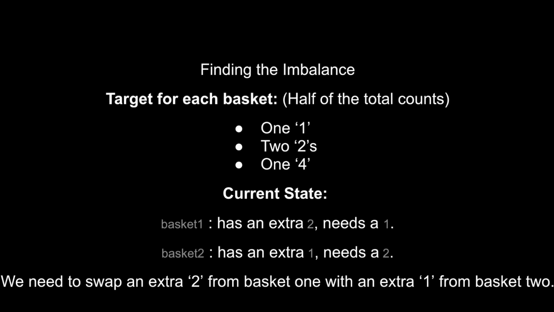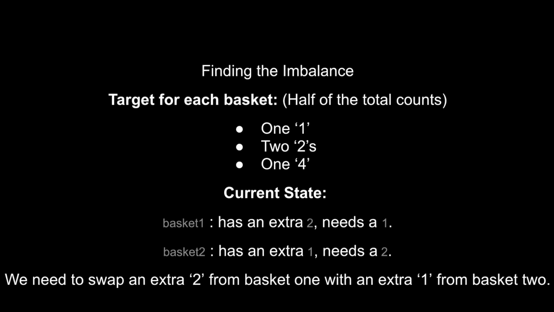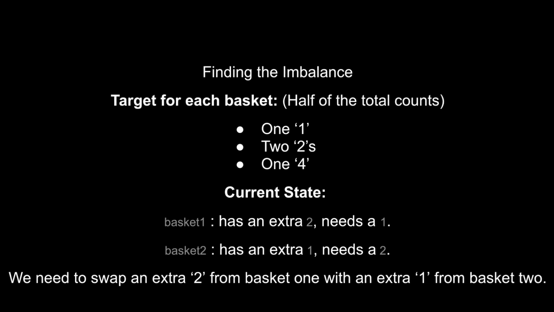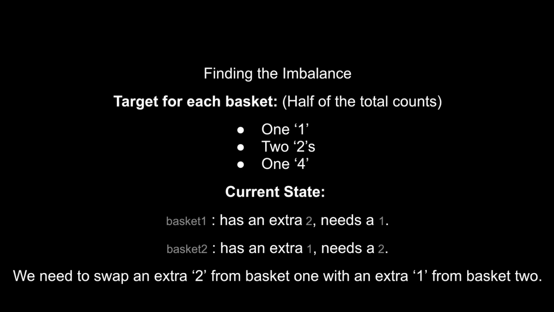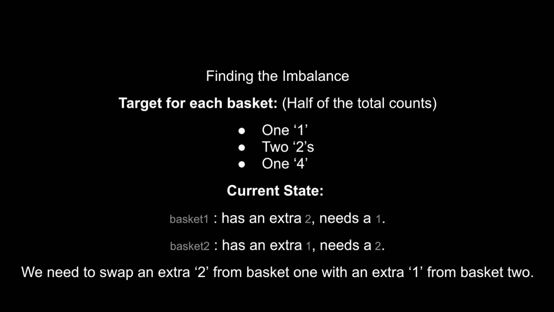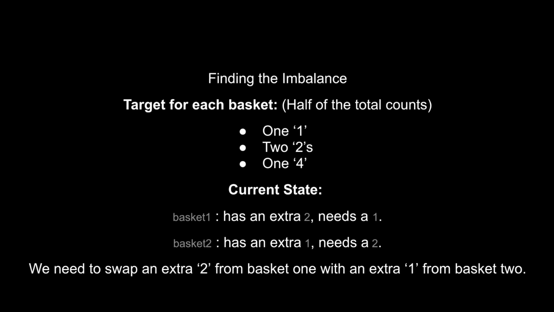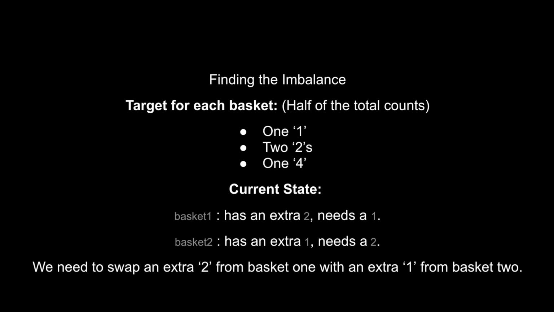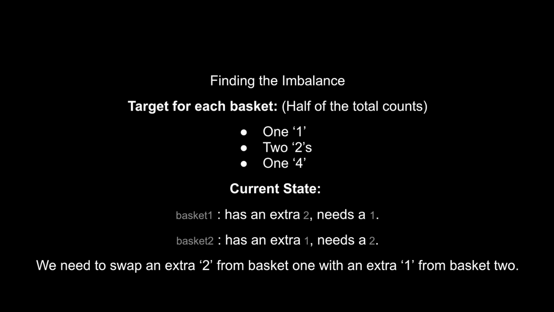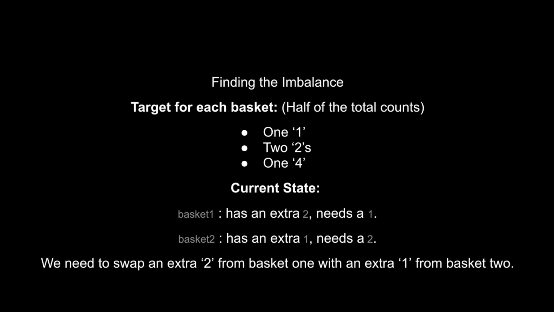So since we know a solution exists, we also know what the final perfect state of each basket should be. Each basket must end up with exactly half of the total fruits. That means each basket needs one 1, two 2s, and one 4. Now we can see the imbalance clearly. Basket 1 has an extra 2 and is missing a 1. Basket 2 is the mirror opposite. It has an extra 1 and is missing a 2. The problem now is just to fix this imbalance.